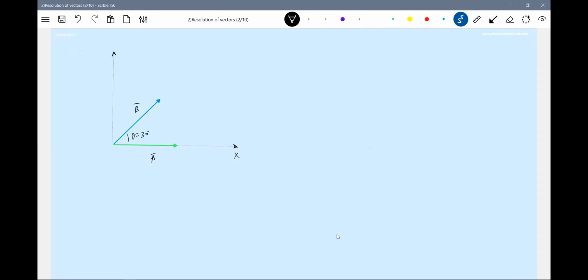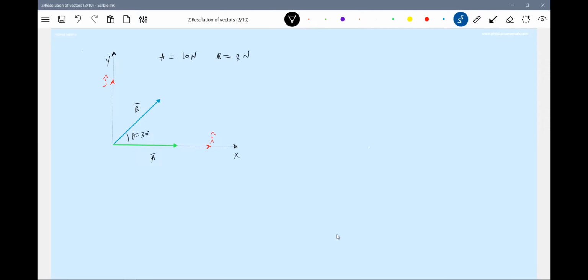What is the magnitude of the unit vectors? You know, i cap will be the unit vector along the x-axis and j cap will be the unit vector along the y-axis. What is the vector a bar? It's very easy. Let the magnitude of a be 10 Newton, and b, let it be 8 Newton. Then what is a bar?